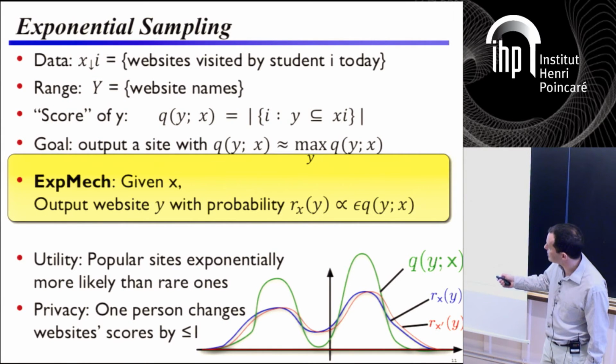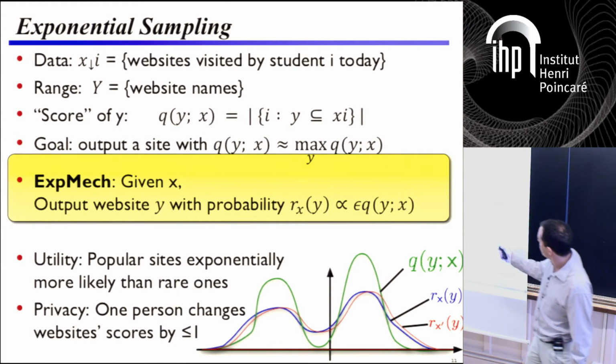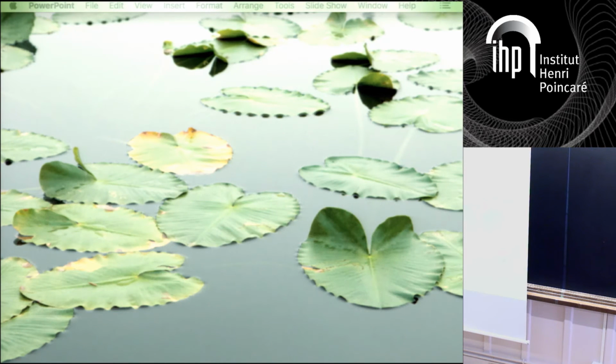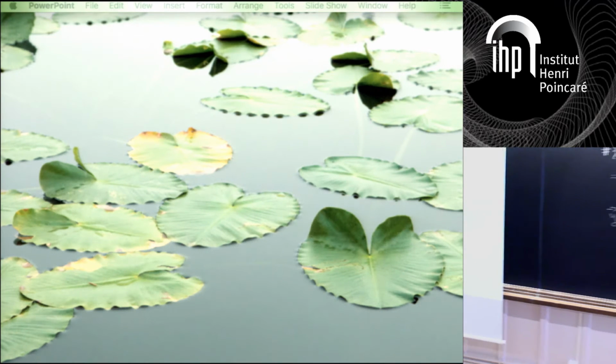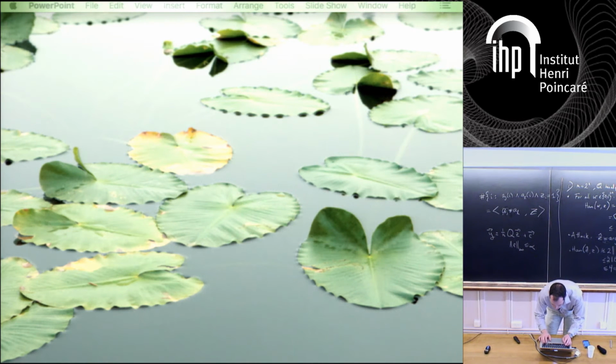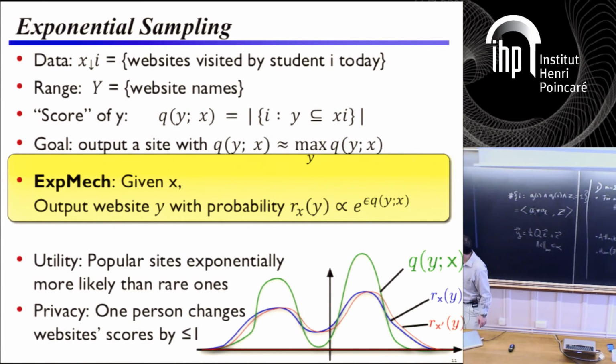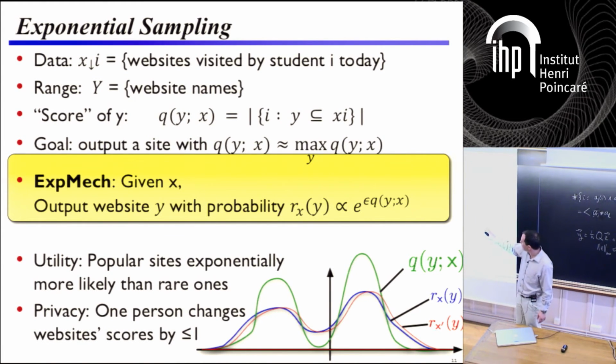I'll choose a website to output with probability proportional to, sorry, that really is a huge typo. With probability proportional to an exponential related to the score function. Sorry, let me just fix that. OK, let me try this again. With probability proportional to e to the epsilon times this score.